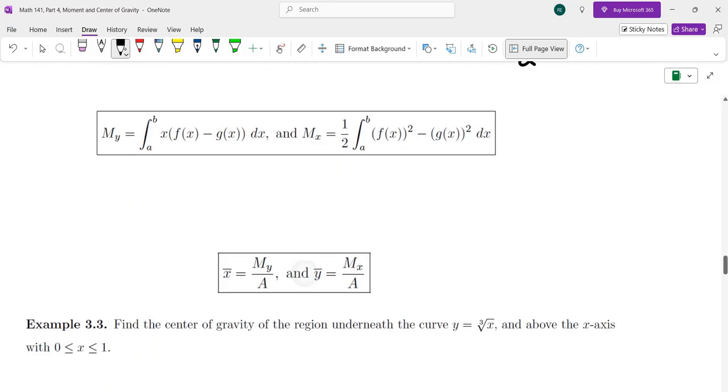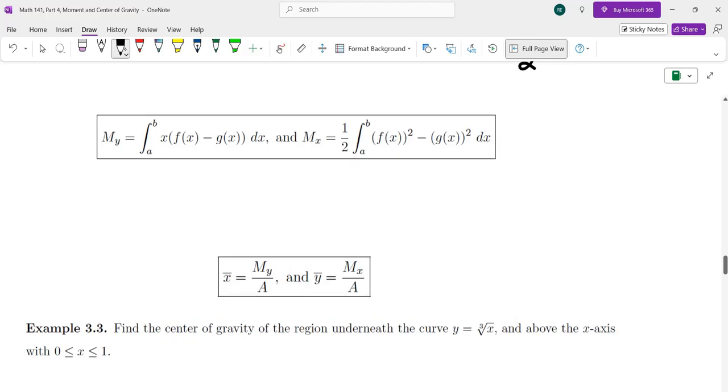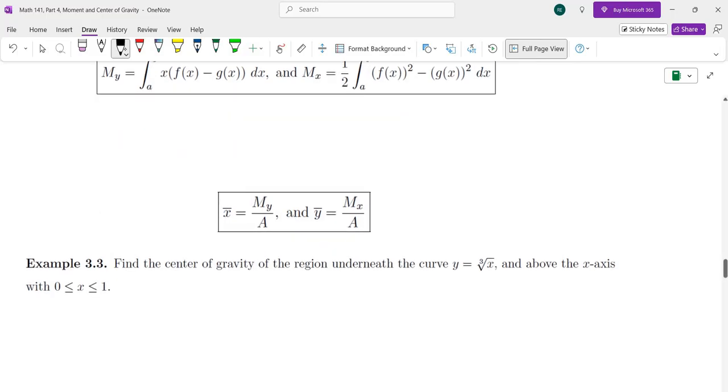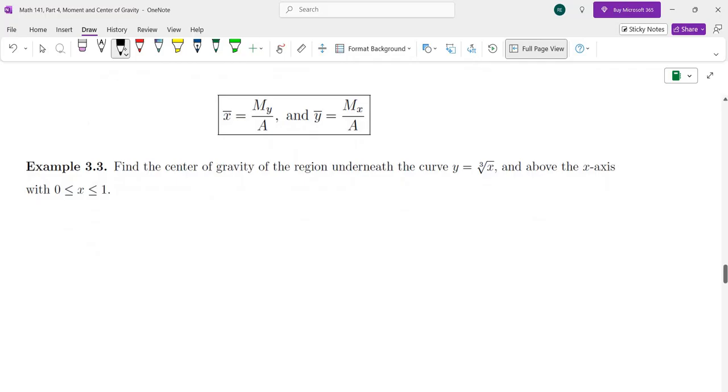So those are the formulas. And then we have this formula, which is the exact same thing that we had before. x bar is m sub y divided by, we had mass, but we replaced mass with area. So x bar is m sub y divided by area. y bar is m sub x divided by area. So now we're going to go over a few examples.